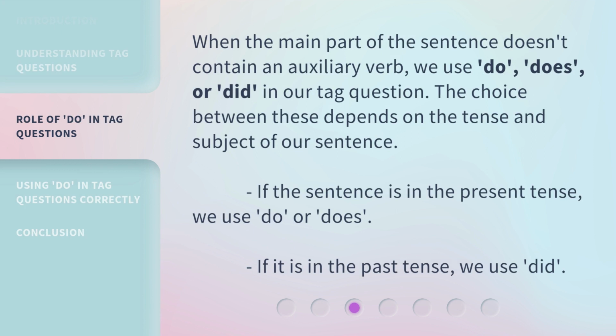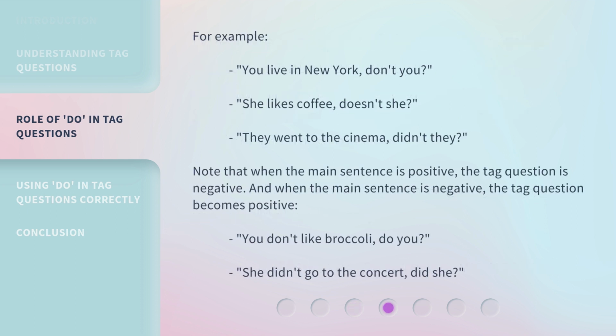When the main part of the sentence doesn't contain an auxiliary verb, we use do, does, or did in our tag question. The choice between these depends on the tense and subject of our sentence. If the sentence is in the present tense, we use do or does. If it is in the past tense, we use did. For example, you live in New York, don't you? She likes coffee, doesn't she? They went to the cinema, didn't they?